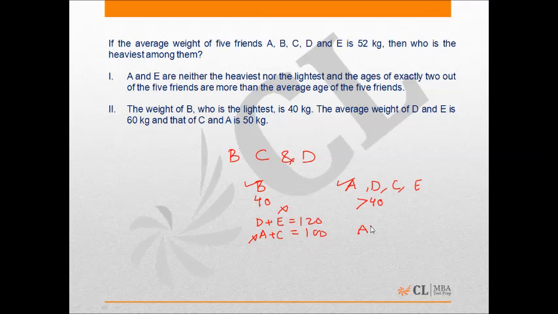Now let's say A's weight is more than 40. So definitely C's weight would be less than 60. And if I look at the equation D plus E is 120, I can understand that E is not the heaviest. So in any case, E has to be less than 60. And if E is less than 60, I can say that D has to be more than 60. So combining the two statements, I would be able to answer the question.